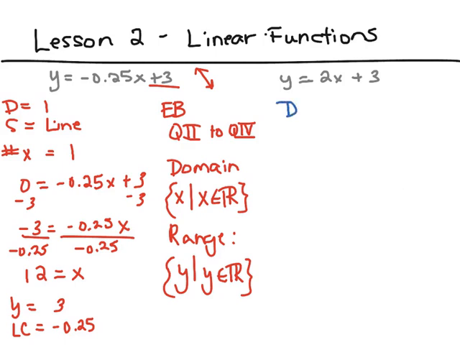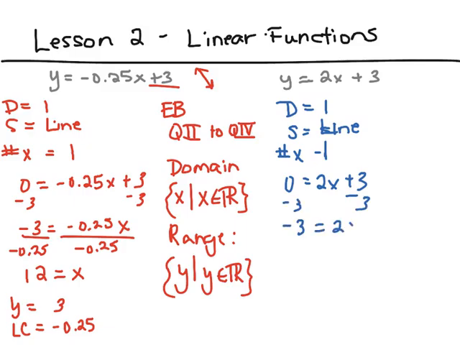For the next one, our degree is 1. The shape is a line. We have one x-intercept. And the way that we find it is 0 is equal to 2x plus 3. We minus 3 from both sides, and then divide by 2. So negative 3 over 2 is equal to x.